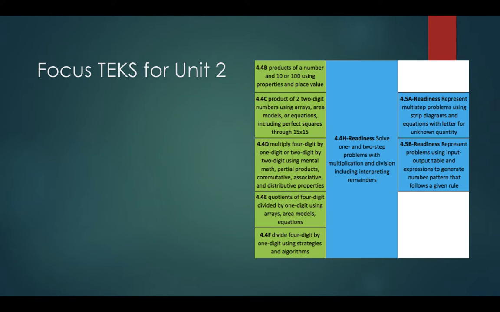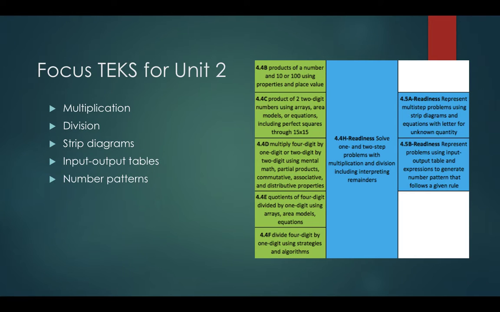Unit 2 areas of focus include multiplication, division, strip diagrams, input-output tables, and number patterns. As you can see, 4.4b, c, and d involve multiplication, and 4.4e and f involve division. However, all 5 of these TEKS support the Readiness TEKS 4.4h, solve with fluency 1 and 2 step problems involving multiplication and division, including interpreting remainders.